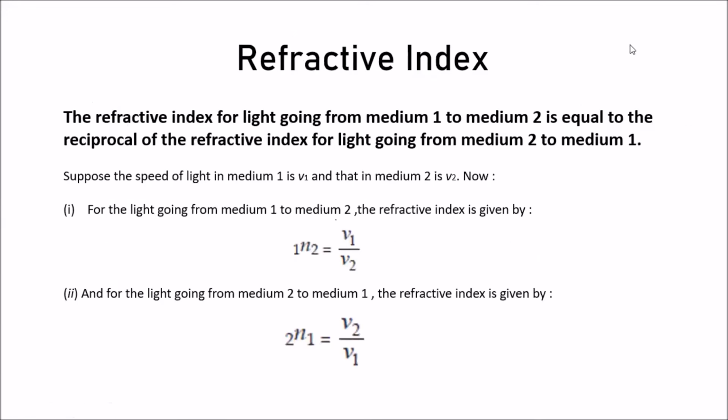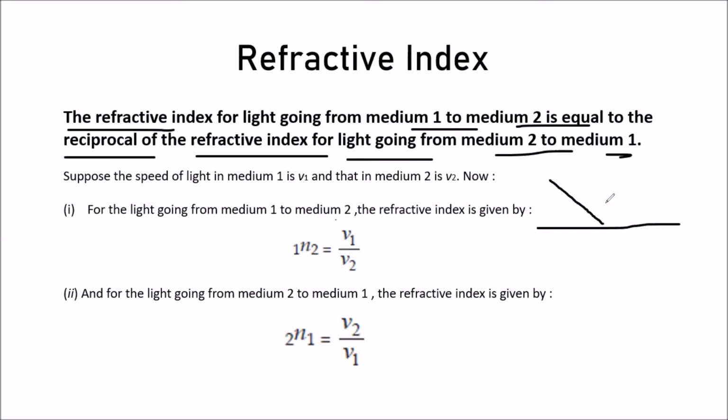Now let's come to a conclusion: what is the inverse? The refractive index of light going from medium 1 to 2 is equal to the reciprocal of the refractive index of light going from medium 2 to 1. It means if light goes from air to water, it bends this much. Is the reverse also true?